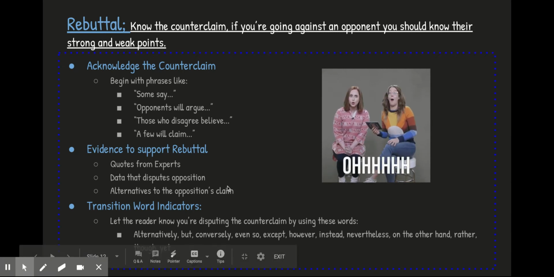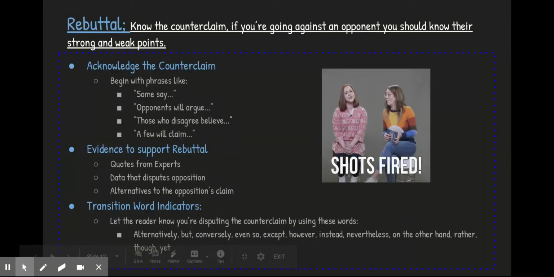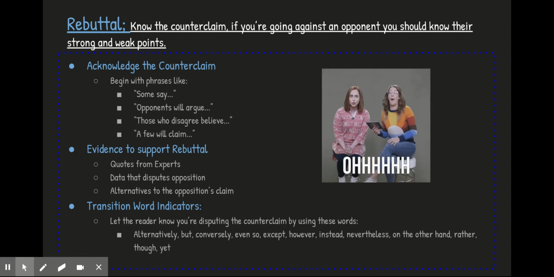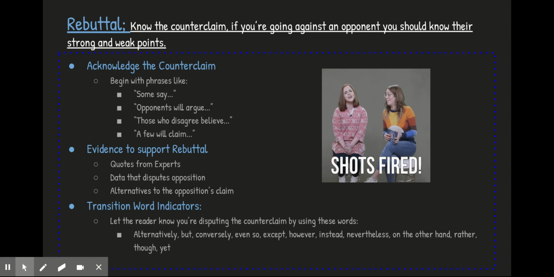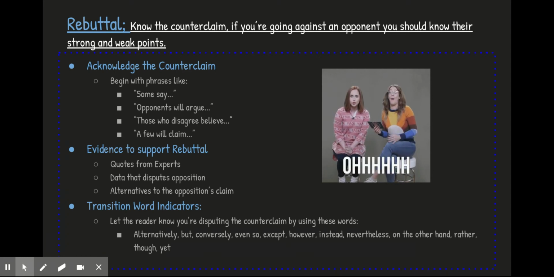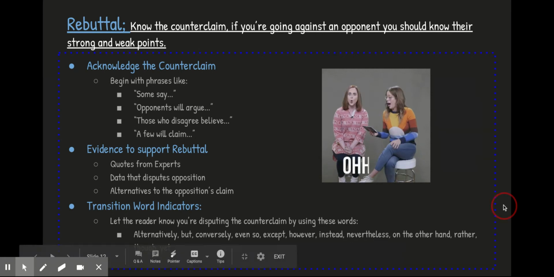Okay, so just a quick breakdown whenever it comes to your counterclaim paragraph. Your first line is the counterclaim. Second line is the transition into the rebuttal. Third line is fact for your rebuttal. You do not have to give facts for the counterclaim in this. And then continue with logical thinking.